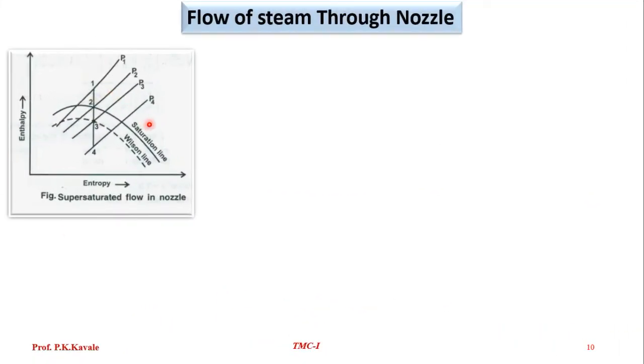Now consider this HS diagram on the Mollier chart. This is the saturation line; above the saturation line is superheated steam, on the line is dry saturated steam, and below it is wet steam. This is the entry point, this is the exit point. In between, P2 stands for the saturation and P3 stands for the next condition.